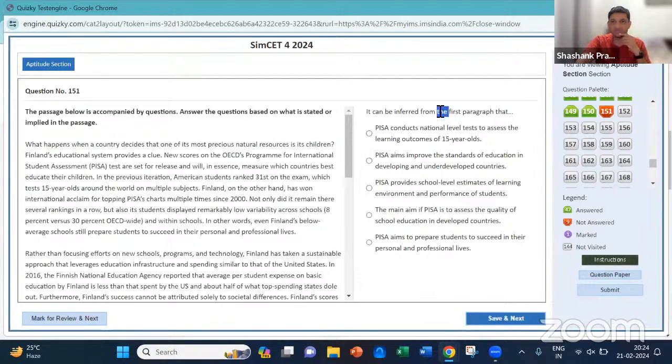Perfect, understood. तो क्या प्रॉब्लम है इसमें? PISA conducts national tests to assess. नहीं, फिनलैंड का पॉइंट है ना इसके अंदर. So this is not true, this is not true, this is not true. अच्छा, okay. So everything is not true because there is no Finland here.